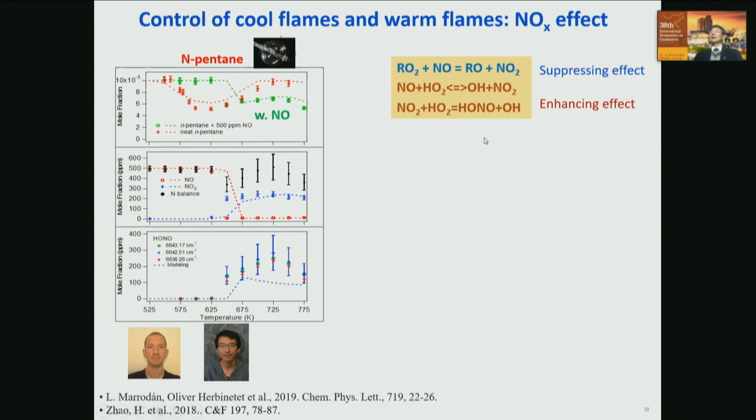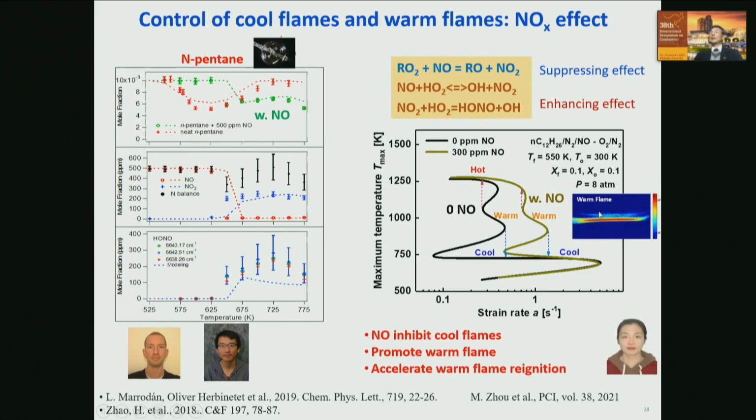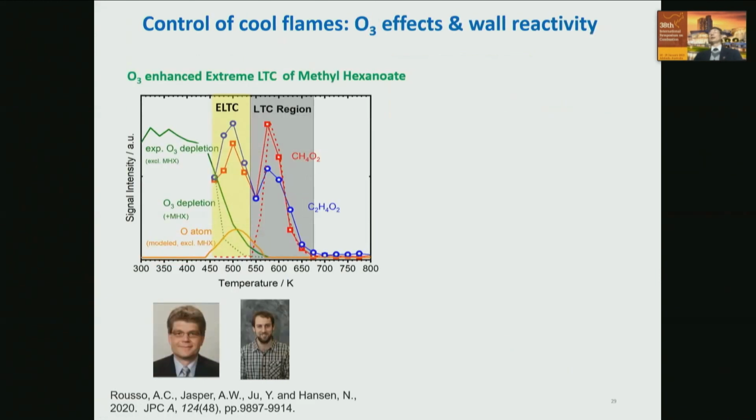To confirm this, a flame experiment conducted at Princeton shows flame temperature as a function of strain rate. Without NO, you can see this is a cool flame, this is a warm flame, and this is a hot flame. With NO addition, you can see that the cool flame flammable region is very narrowed, and the warm flame is shifting to higher strain rate, indicating that NO inhibits cool flames, promotes warm flames, and also accelerates the transition between warm flame and ignition. So therefore, NOx is an important sensitive chemical to control cool flames.